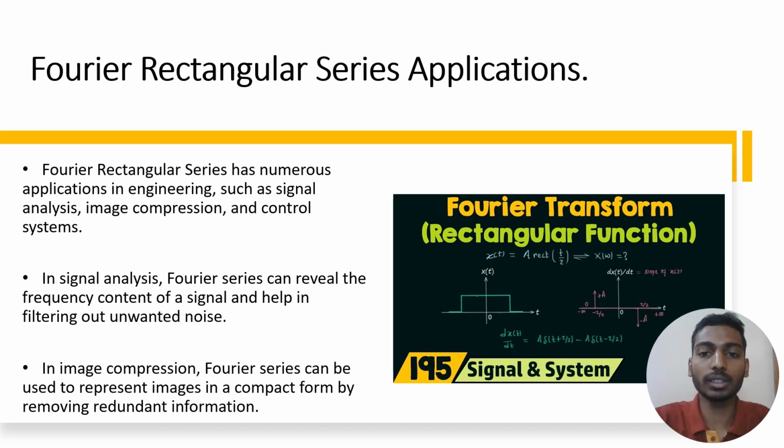Fourier rectangular series applications. Fourier rectangular series has numerous applications in engineering such as signal analysis, image compression, and control system. In signal analysis, Fourier series can reveal the frequency content of a signal and help in filtering out unwanted noise. In image compression, Fourier series can be used to represent images in a compact form by removing redundant information.